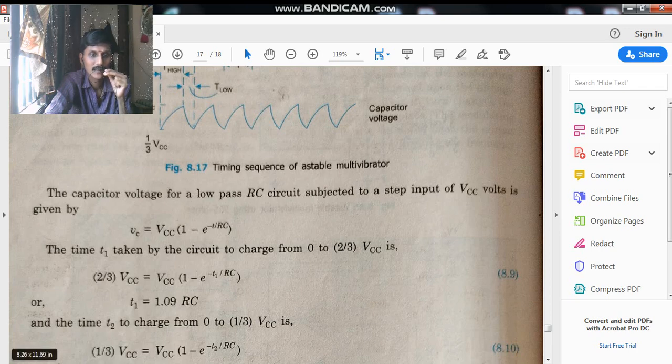Similarly, for time t2, it will be from 2/3 VCC to 1/3 VCC.